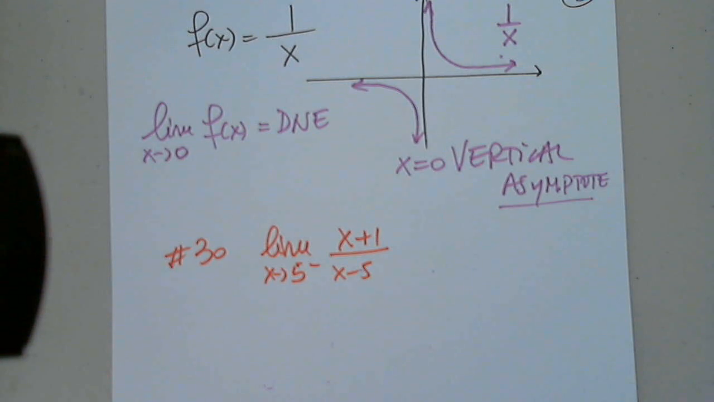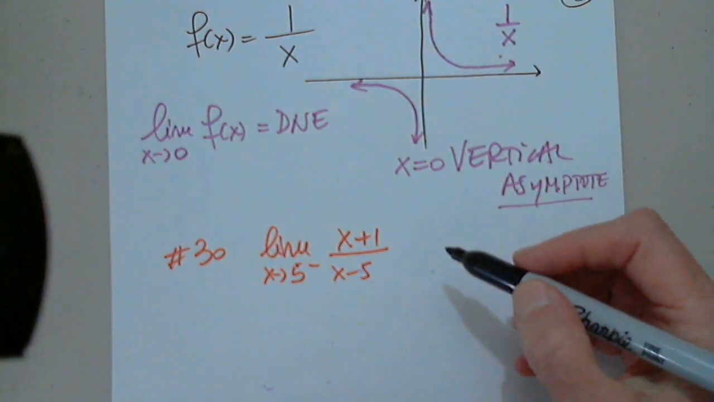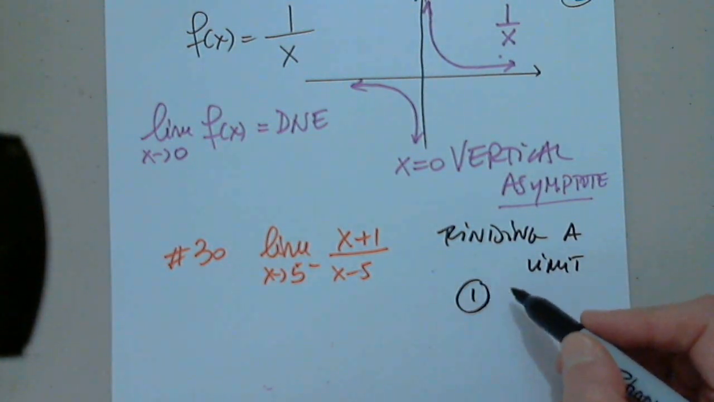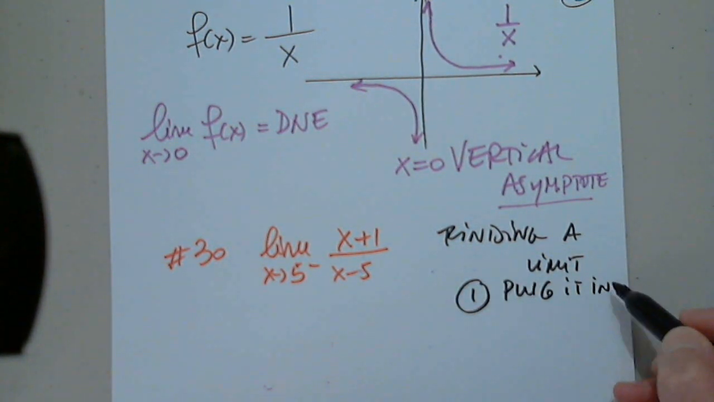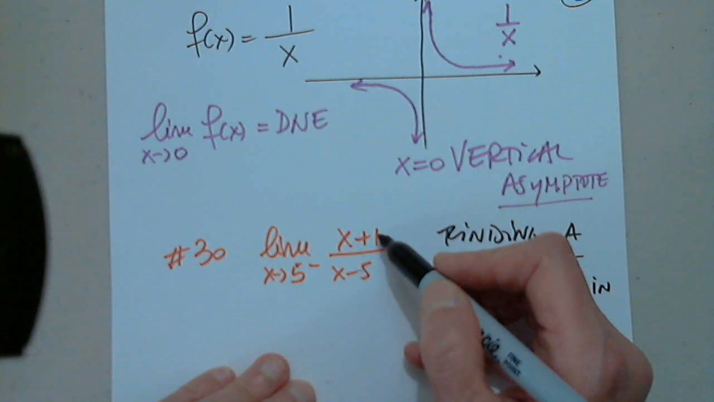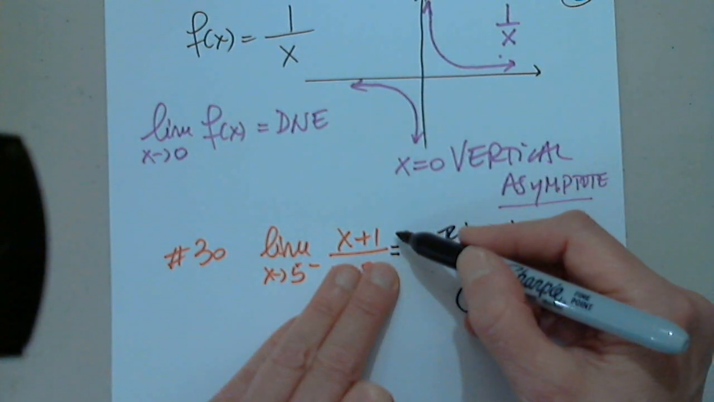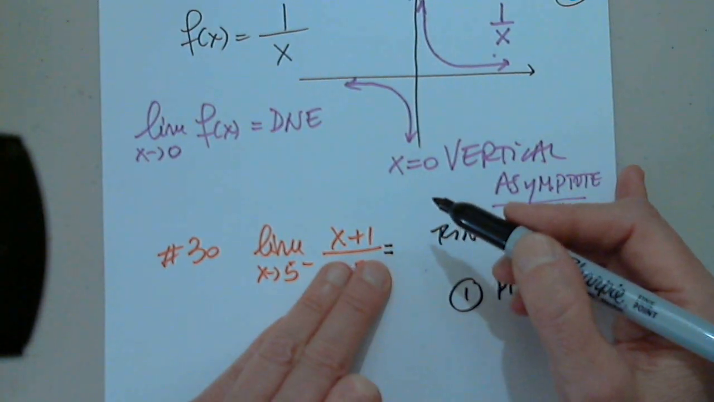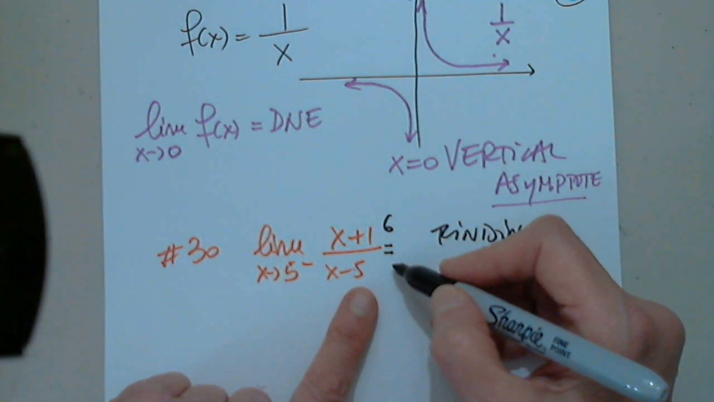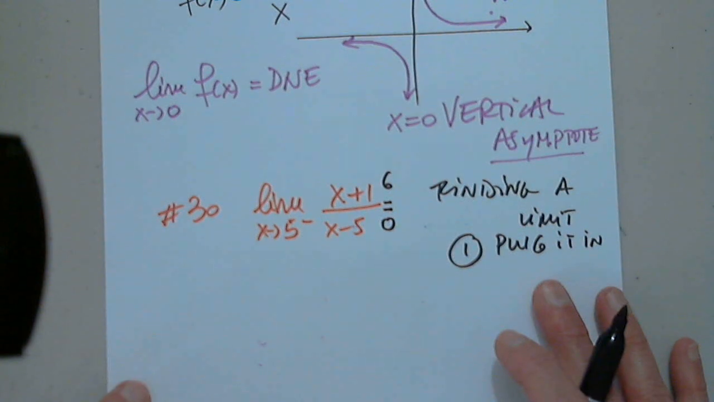Perfect. So what we need to remember, every time we are finding a limit, is that the first step is to plug it in. What am I plugging in? This number in the function. So what do I get when I plug in 5 in the numerator? 6. Good. What do I get when I plug in 5 in the denominator? 0. Perfect.